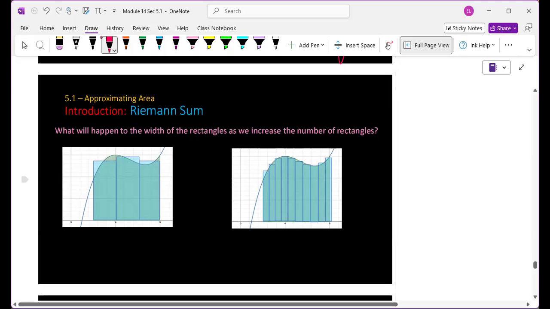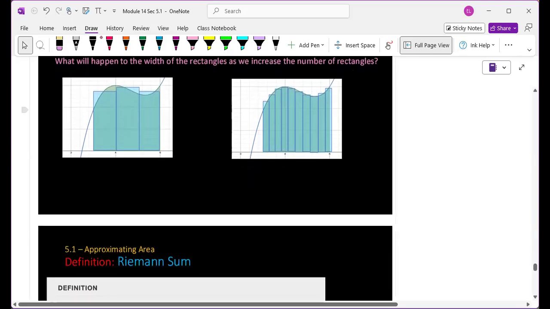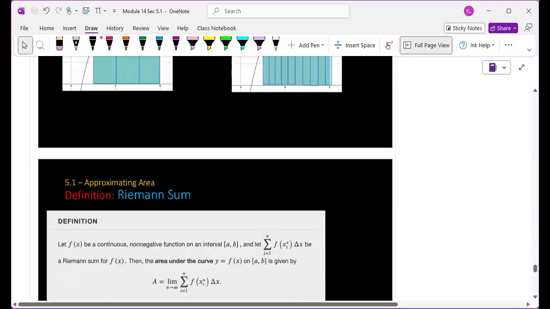So you can see there's a lot more error margin on the left than there is on the right. There is still some on the right, but it's not as big as it is on the left. Like fewer rectangles versus more rectangles.